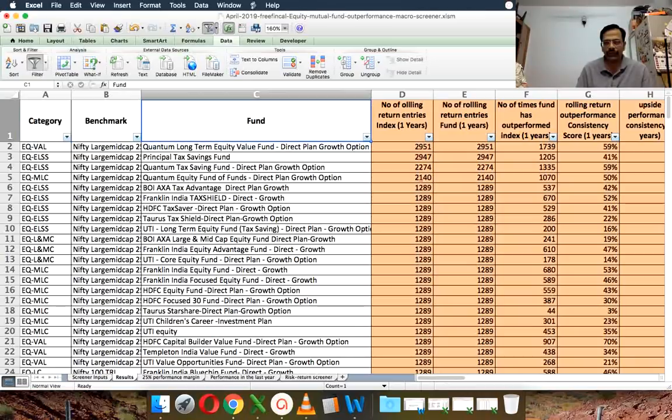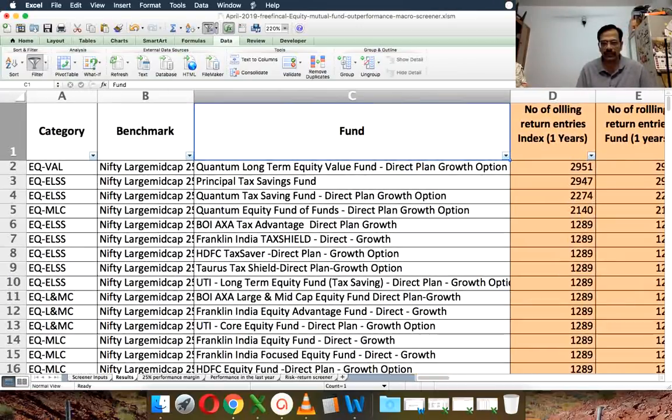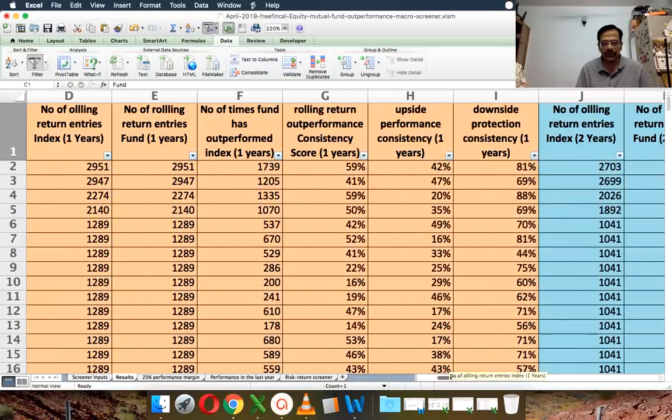And now we are going to look at the performance of the fund over every possible 1 year period in the past. Let me just make this a little bit bigger so that it's easy for you to see. So we are looking at 2,951 1-year returns in the past of the index, the same number of returns for the fund, and out of those 2,951 returns, the fund has beaten the index 1,739 times. That is, 1,739 divided by 2,951 is 59% rolling return outperformance consistency.